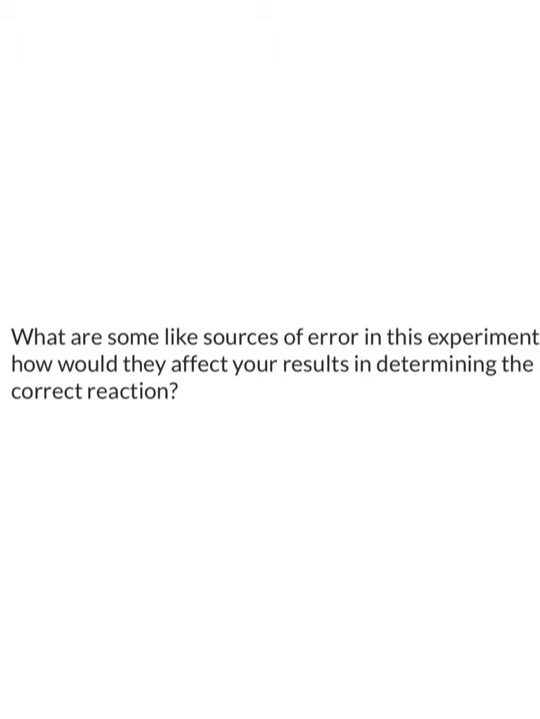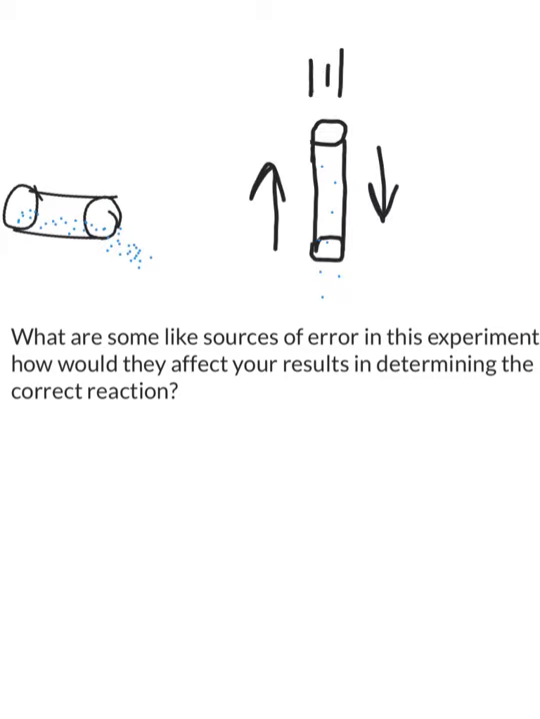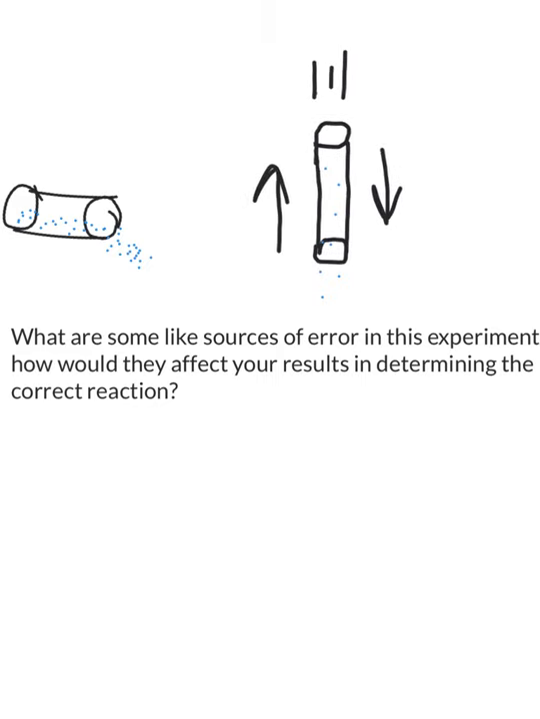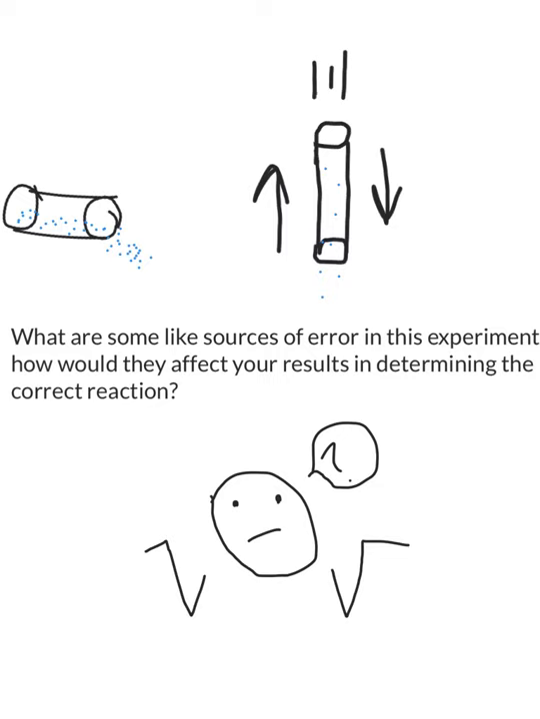And to answer the last question, some likely sources of error would be spilling when you're measuring things out, things getting maybe stuck to the containers, and basic human error in calculations, using the wrong numbers, wrong significant figures, and doing it in the wrong order. All these things could contribute to different results in your experiments.